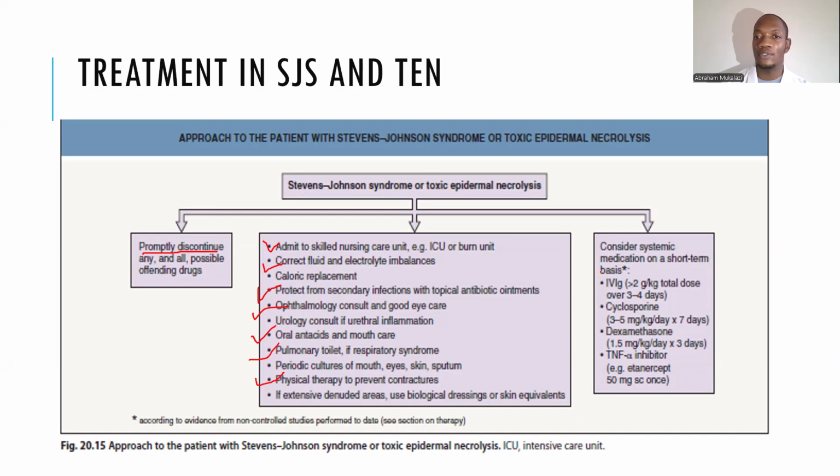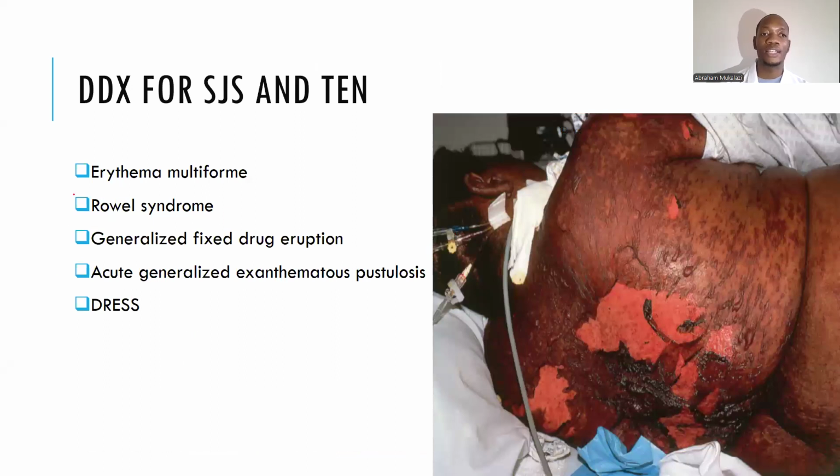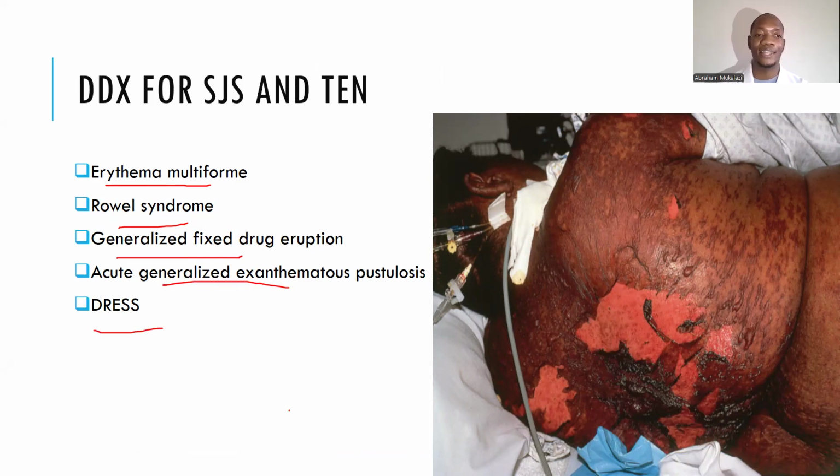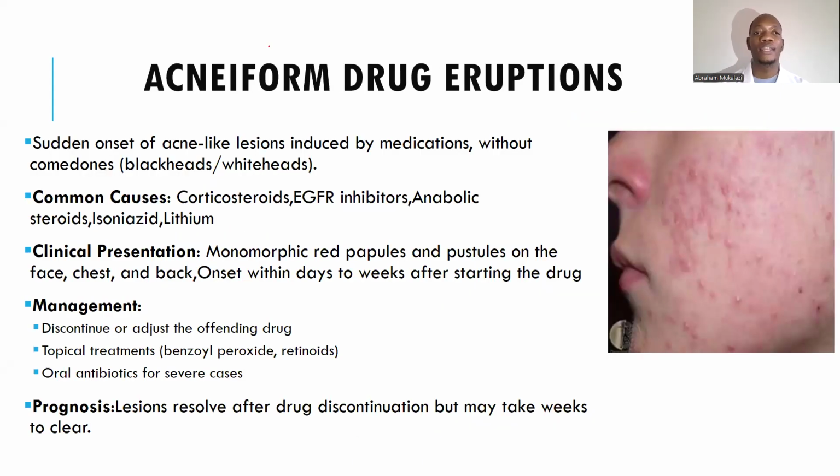Then in case of IV treatment, if it's available, you can give IV immunoglobulins, IV cyclosporin, or IV dexamethasone, or even methylprednisolone. The differentials can include Rowell syndrome, and you can also have fixed drug eruptions which have exacerbated, and then other drug reactions like DRESS. So this is how TEN will look: toxic epidermal necrolysis with denudation, or loss of the superficial part of the epidermis. Then the next drug reaction, we are almost finishing.